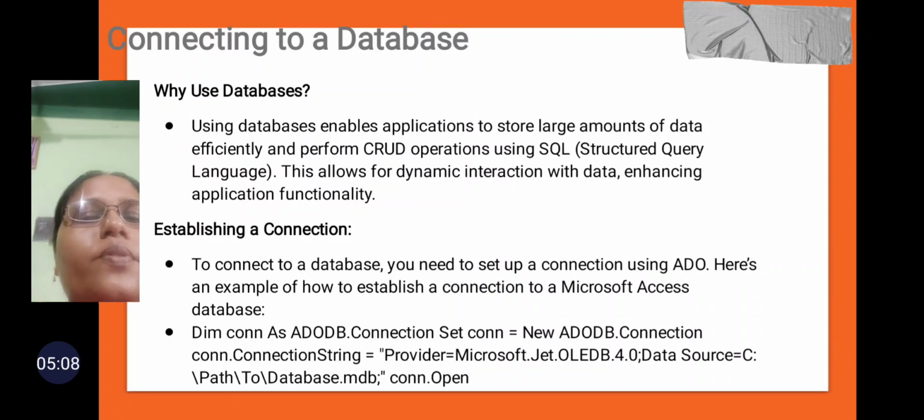One is an example of how to establish a connection to a Microsoft Access database through Visual Basic. One is ADO, another is SQL, another is ADODB, and the connection string connects the variables from one to another. The syntax is Dim CONN As ADODB.Connection, Set CONN equal to New ADODB.Connection.